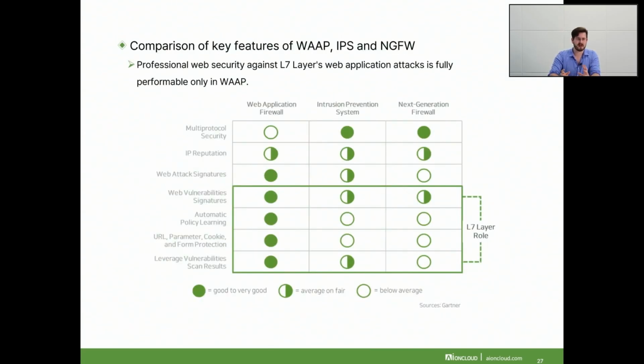Now, our system is a little bit more robust than a standard IPS or a next generation firewall because we're able to do layer 7 protection. We're able to decrypt the traffic and look at information such as the URLs, parameters, cookies, as well as any web vulnerability signatures. And this allows us to analyze and remove traffic that may have harmful results, unlike an IPS or a next generation firewall.